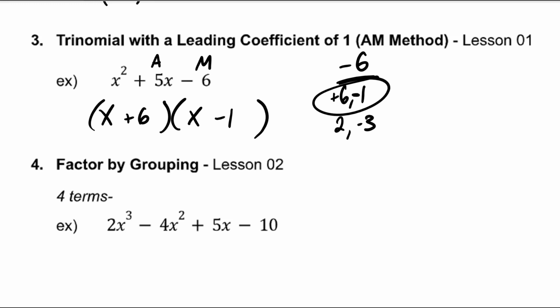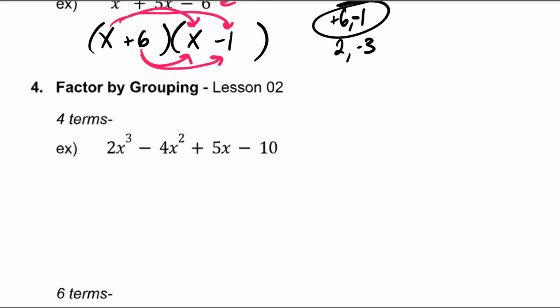Of course, you could always double distribute: multiply the x to the x and the negative 1, 6 to the x, and 6 to the negative 1. And when you simplify, you should end up back with what you started with. So when you're on a test or something, that would always be a good way to check.